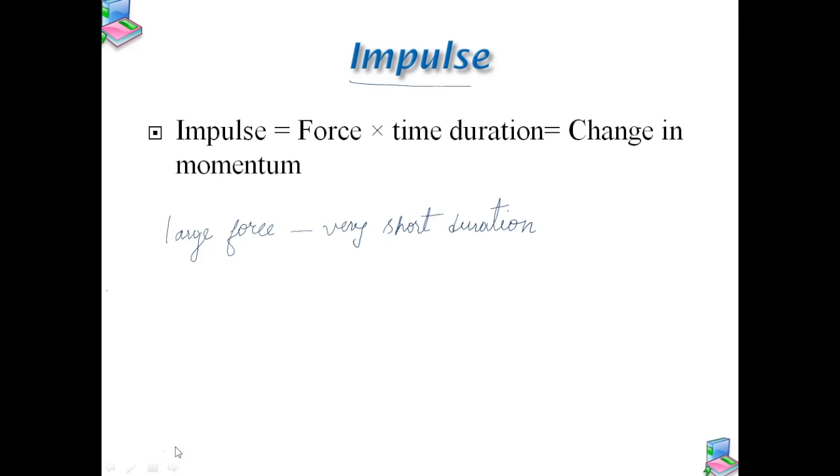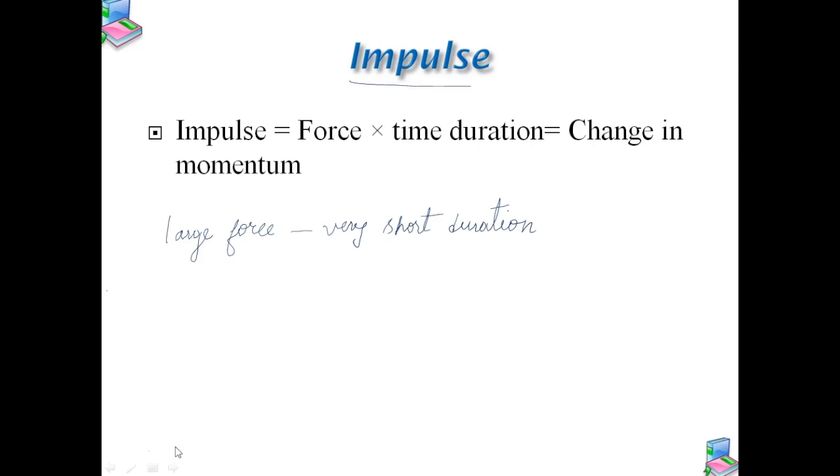For example, when a ball hits a wall and bounces back, the force on the ball by the wall acts for a very short time when the two are in contact. Yet the force is large enough to reverse the momentum of the ball, isn't it? Even though the force is for a very short duration, it is so much greater that it reverses the momentum.